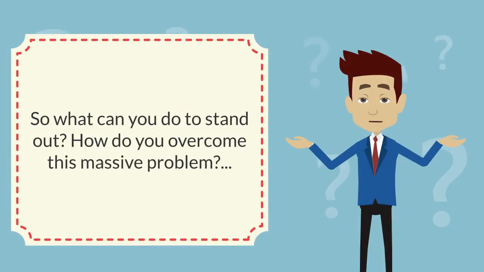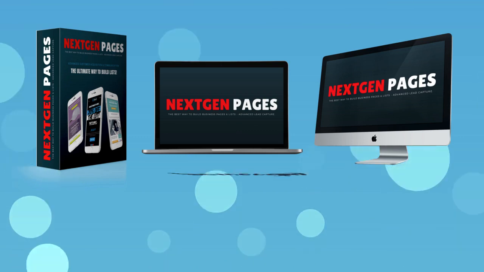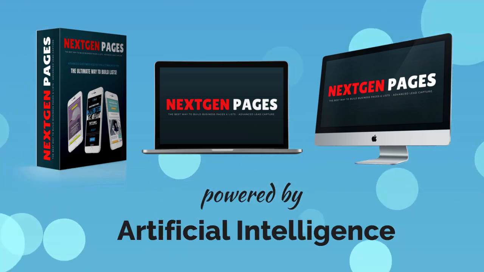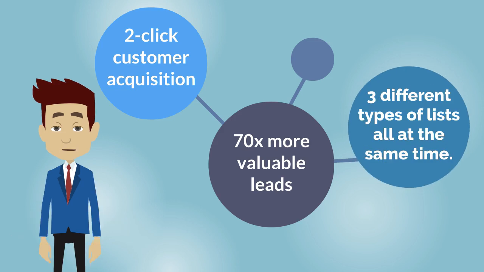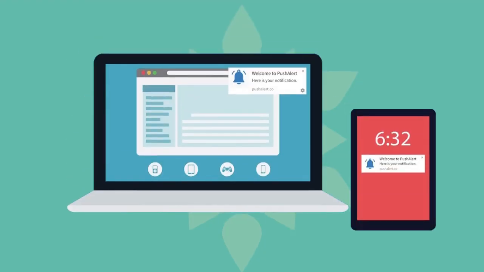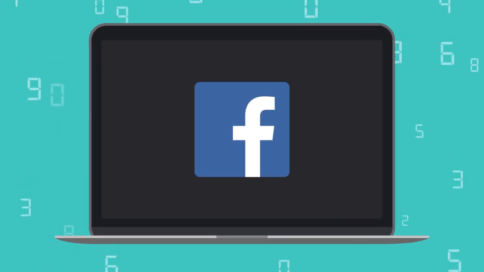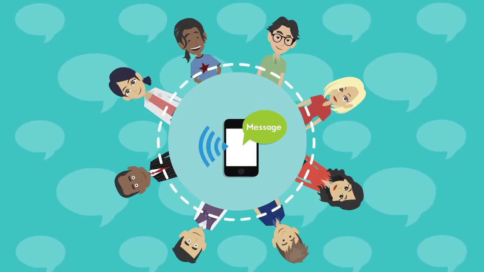So what can you do to stand out? How do you overcome this massive problem? Introducing NextGen Pages, a page builder that creates stunning web pages powered by artificial intelligence using two-click customer acquisition to capture 70 times more valuable leads, and places them directly on 3 different types of lists, all at the same time: email list, web push notification list, and a social media notification list, giving you the capability to send one message 3 different ways, ensuring that your subscribers never miss a message from you again.